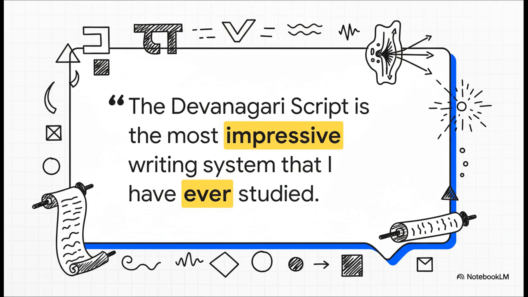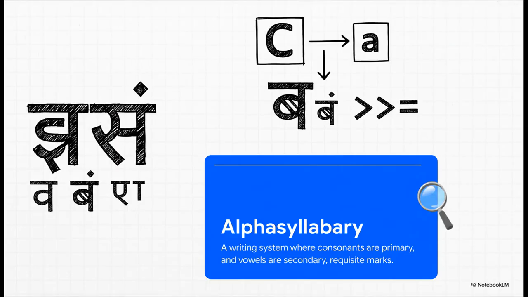See, Devanagari isn't just some random bunch of squiggles. It is a masterpiece of phonetic science, something that was perfected ages ago. Stick with me here, and I promise you're going to see exactly why. So, what's the big deal with Devanagari? What makes it so special?